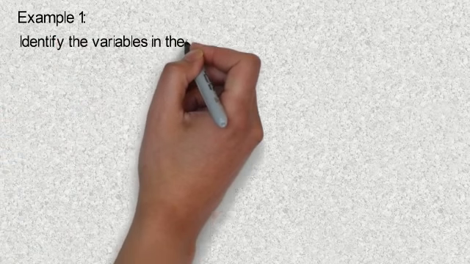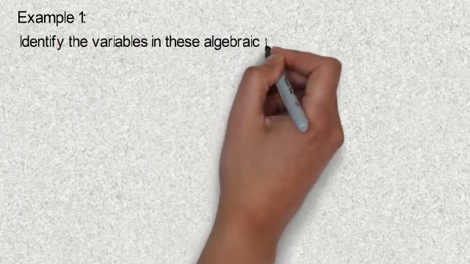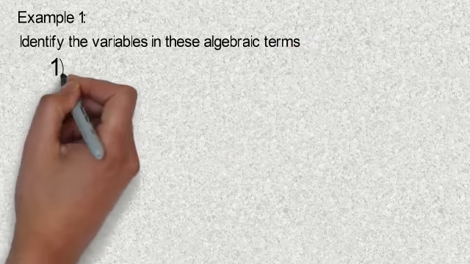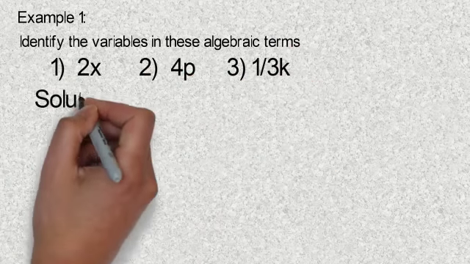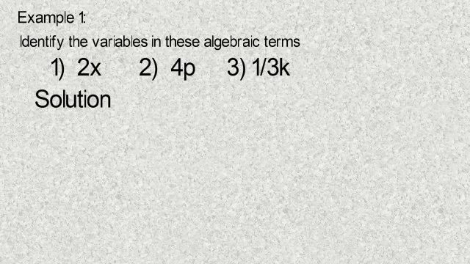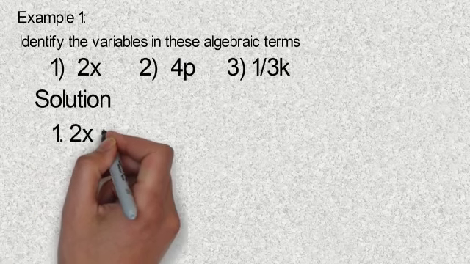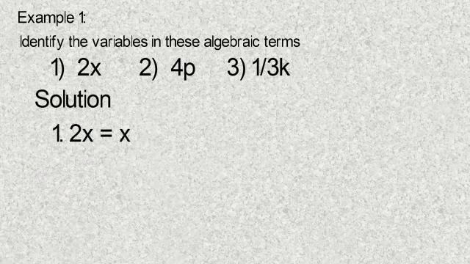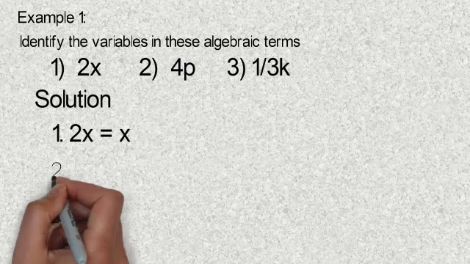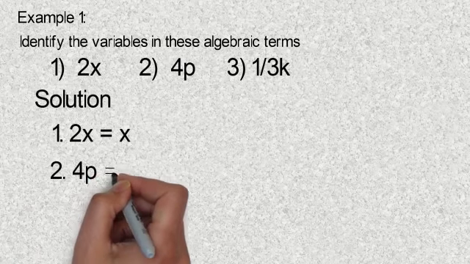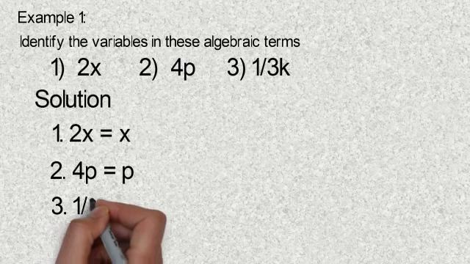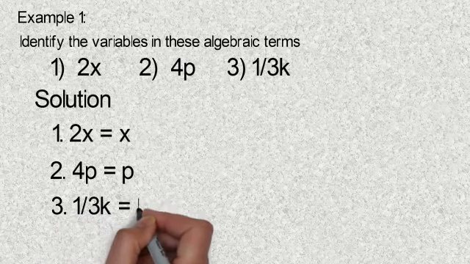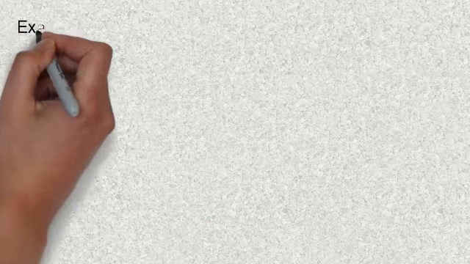Example 1. Identify the variables in these algebraic terms. So I have 1, 2x, 2, 4p, 3, 1 over 3k. Recall that I told you my variables are the unknown terms. So solution. For 2x, my variable here is what? x, because it is the unknown term. Number 2, 4p. My variable here is what? p. Number 3, 1 over 3k. My variable here is what? k. I hope you understand that now.